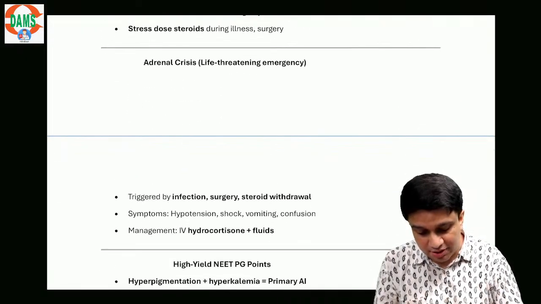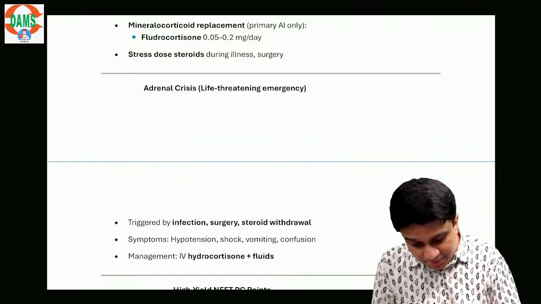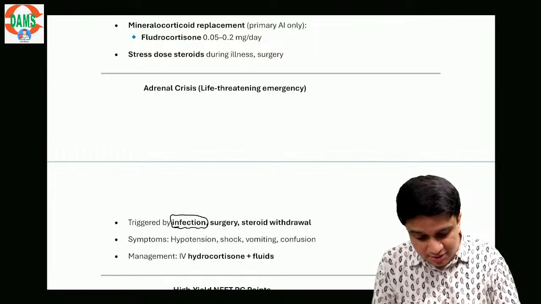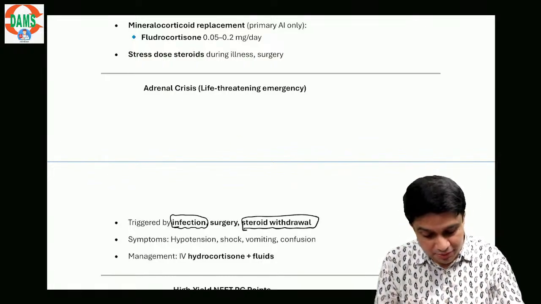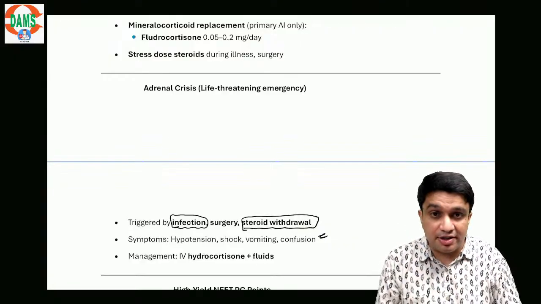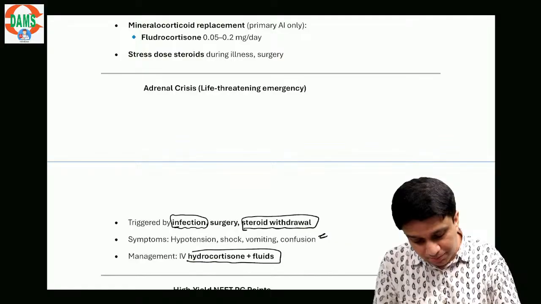One thing I want to discuss at this moment is adrenal crisis. Please remember, this is a life-threatening emergency which is triggered very often by infection, surgery and steroid withdrawal. Symptoms of everything will be there where the adrenal gland is malfunctioning. And what are you going to give? Hydrocort with fluid to the patient.